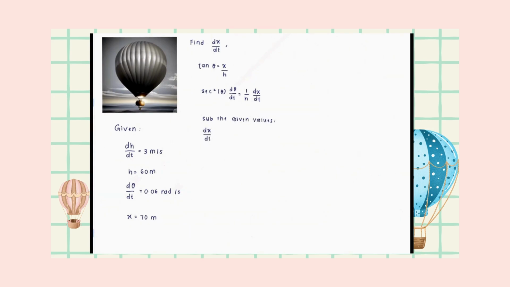dx/dt equals h sec squared theta d theta/dt. Then we can substitute 60 as the value of h and 0.06 for the value of d theta/dt, and it will result in the equation 3.6 sec squared theta meters per second. At theta, tan theta equals h over x, which also equals 60 over x after substituting h with 60. We also know that sec squared theta is equal to 1 plus tan squared theta in the trigonometry formula. So we can consider that sec squared theta is 1 plus 60 over x squared by substituting tan squared theta with 60 over x squared.